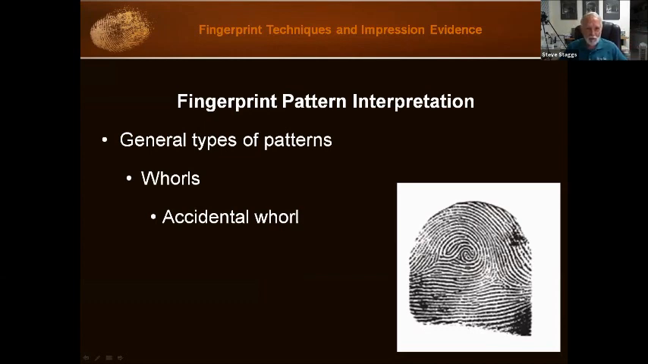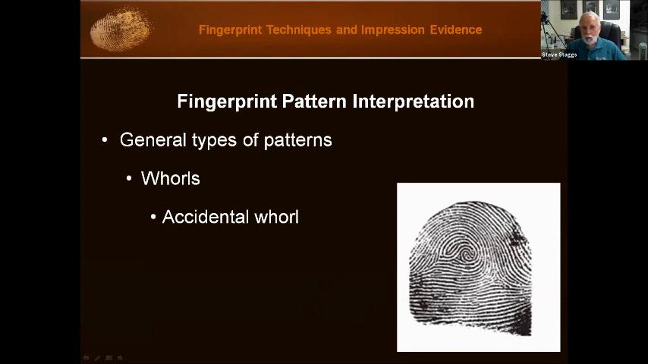Now, I know that's a mouthful, so just remember that the accidental whorl doesn't look like anything else, and it doesn't follow any other rules. So just know that there is such a thing as an accidental whorl, okay? So this one, if you start looking at it, it doesn't meet those other requirements.